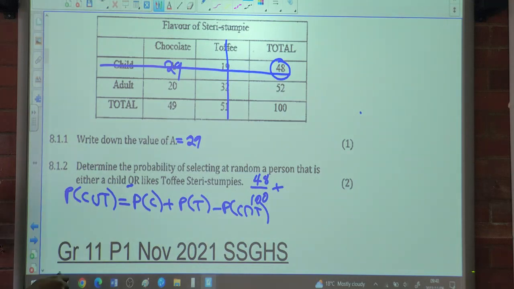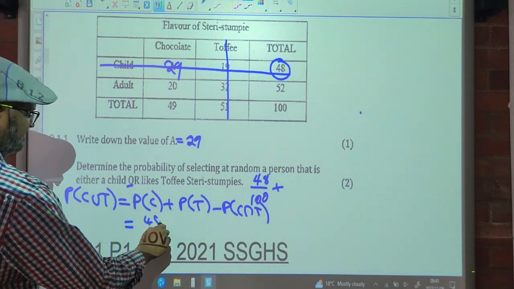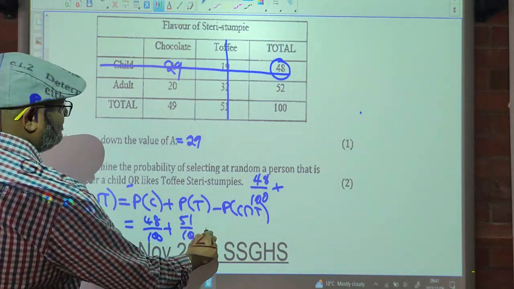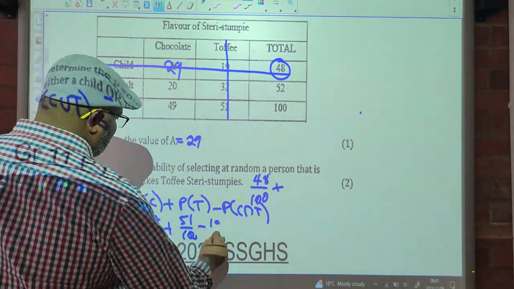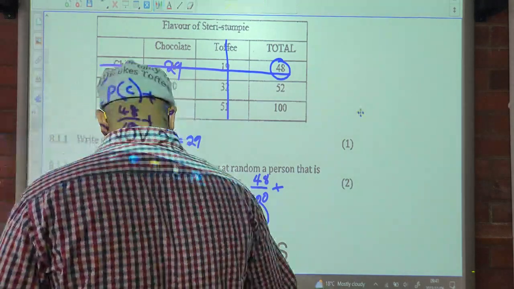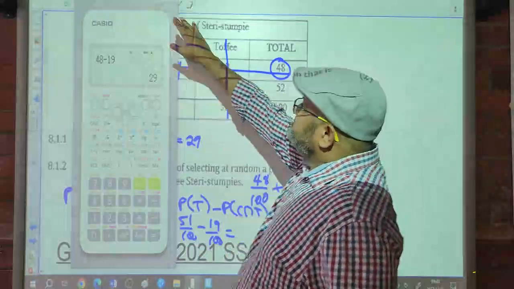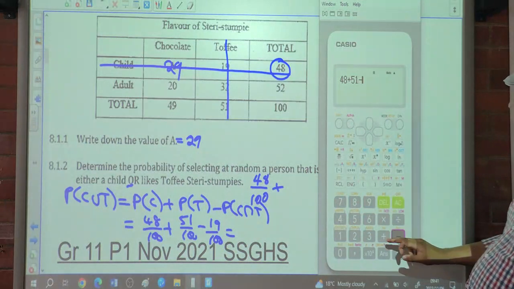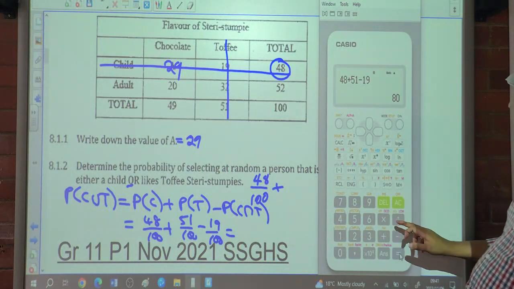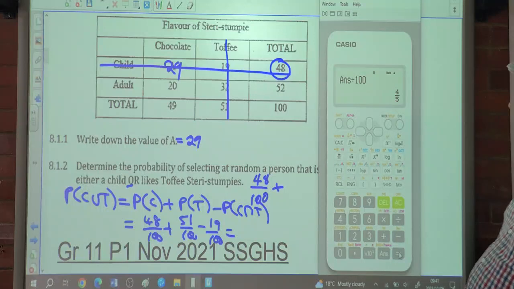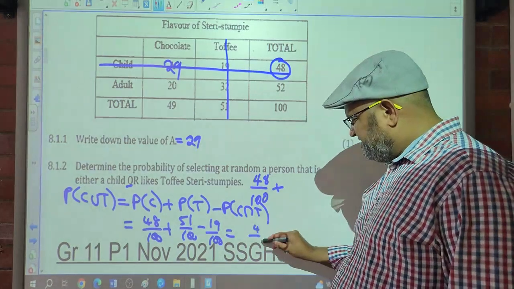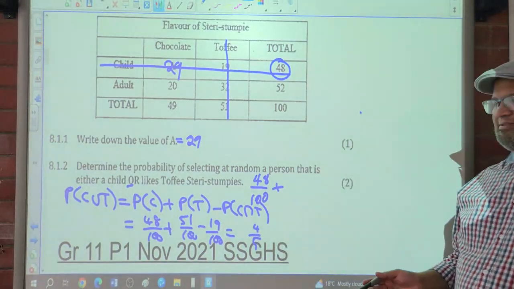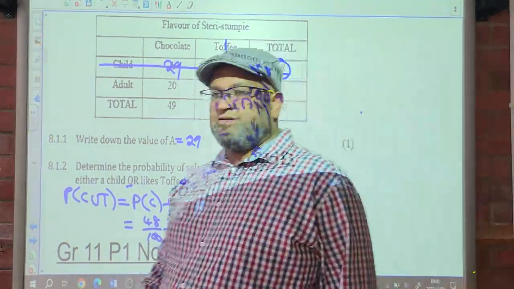So what's the probability of being a child? 48 over 100. Likes toffee, 51 over 100, minus 19 over 100. It's going to be 48 plus 51 minus 19, over 100. That's going to be 4 over 5. Or you can say 0.8 or 80%. Is that correct? Right.